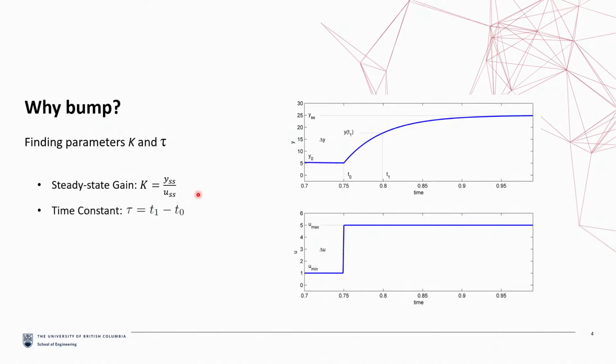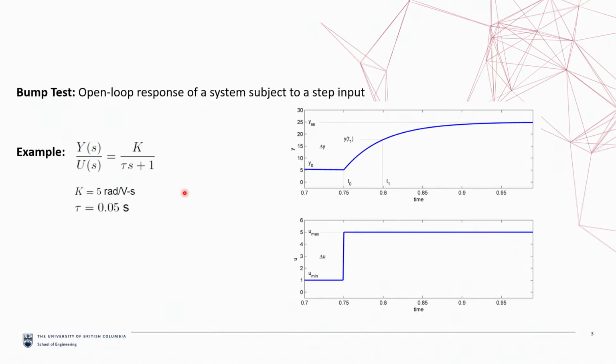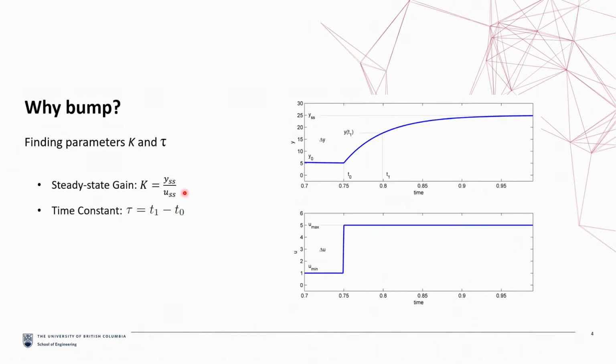K is the steady state gain of the system, which is defined as the amplitude ratio of the steady state output to the steady state input. If we go back to our first order model, we can verify the definition using the final value theorem. The time constant tau is defined as the time it takes for the system to respond to the application of a step input to reach 63.2% of its steady state value.